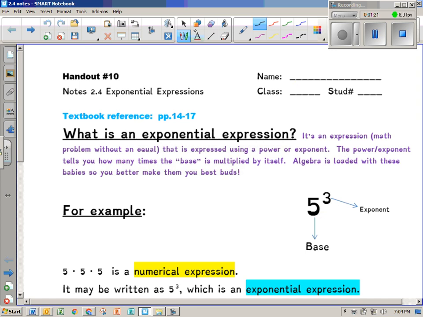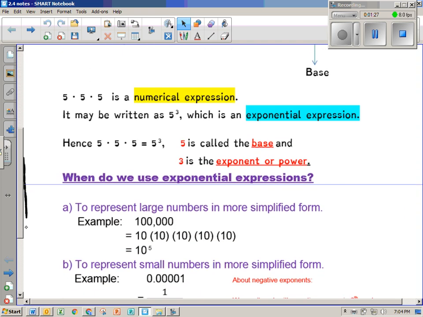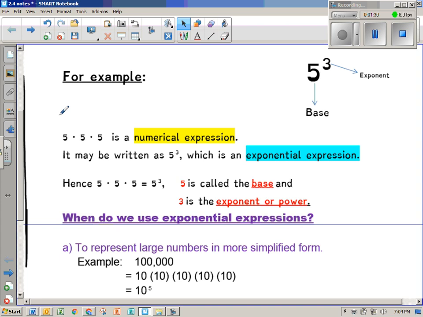So if we scroll down a little bit here, 5 cubed, or 5 to the third power, just kind of erase this right here. You think it wouldn't do that when you're using the mouse, but it does. So 5 times 5 times 5 is another way for us to write this expression. This would be numerical, whereas 5 to the third power is what we call exponential. If you don't use an exponent, then you can't call it an exponential expression. As we've already said, 5 is the base, 3 is the exponent, or the power.